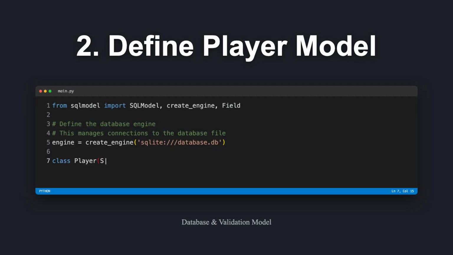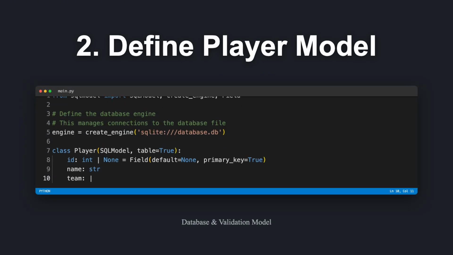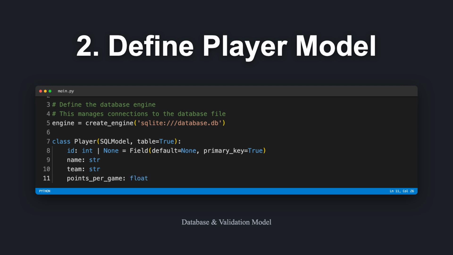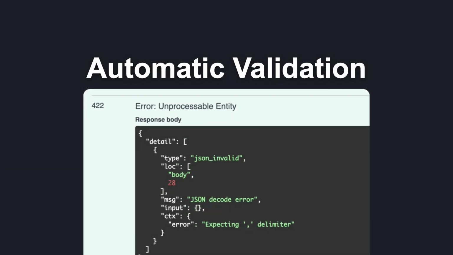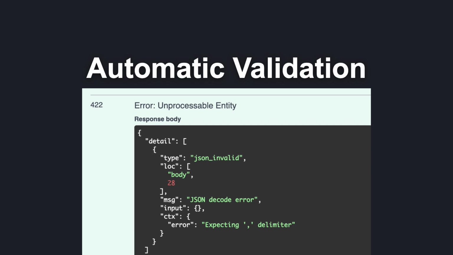Next, we define our player model. This model represents a basketball player in the database and also acts as the validation schema for incoming requests. We define an ID field as the primary key, along with a name, a team, and points per game. Because SQLModel is built on Pydantic, FastAPI automatically validates incoming data. If a request doesn't match this structure, FastAPI rejects it with a clear error response.